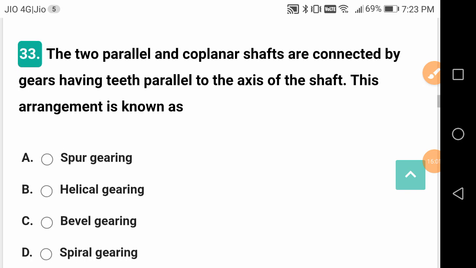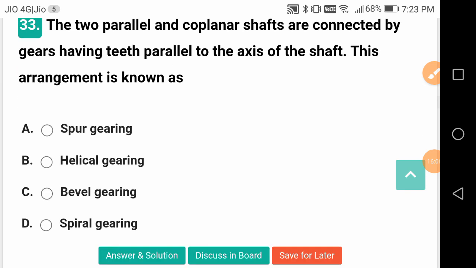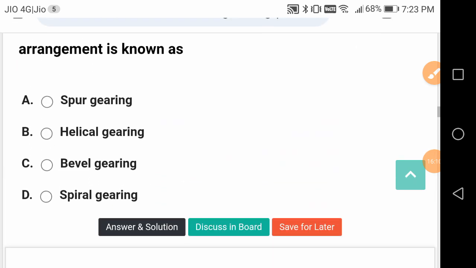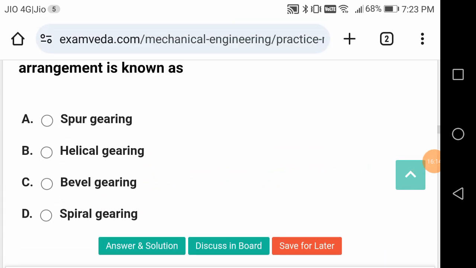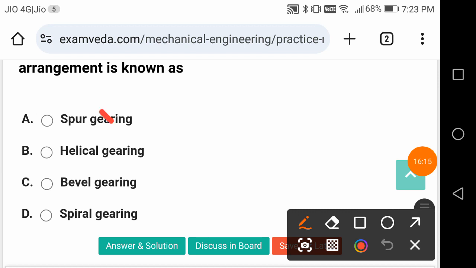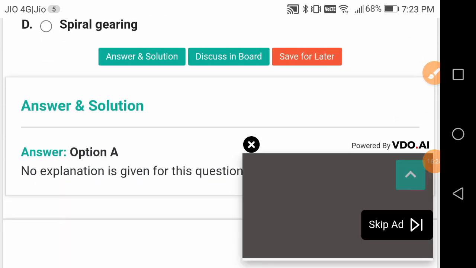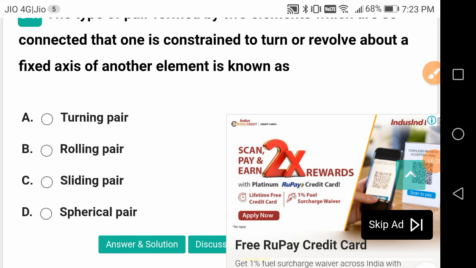Decimal logarithm. The two parallel and coplanar shafts are connected by gears having teeth parallel to the axis of the shaft. This arrangement is known as what? It should be spur gearing. Helical gearing, the tooth will be inclined to the axis of the shaft. Bevel gearing, there is an angle between the two shafts. Spiral gearing, non-coplanar and non-parallel shafts are connected by such type of gears.